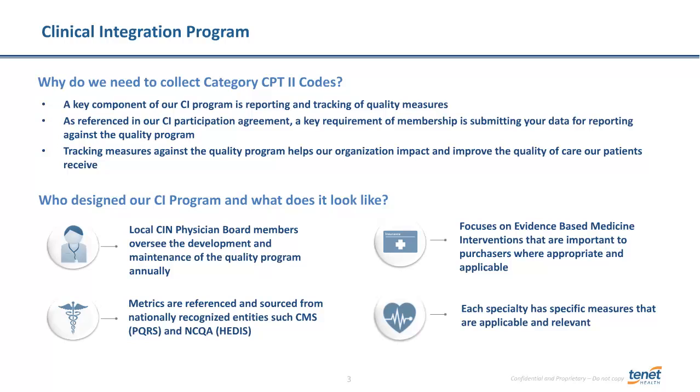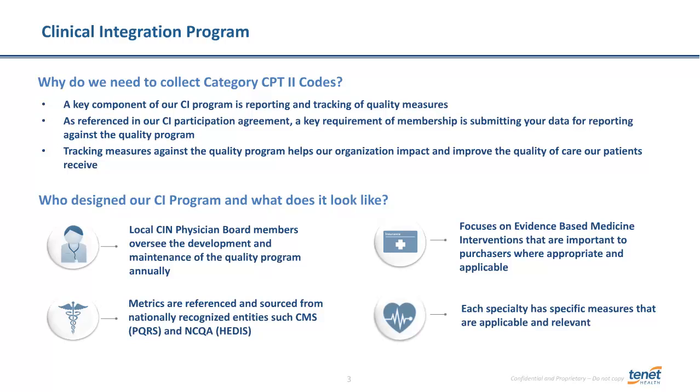To begin, why do we need to collect CPT Category II codes? Our CI network practices are part of an active and ongoing clinical program designed to improve the quality and efficiency of care provided to our patients. Recording and collecting CPT Category II codes assists us in tracking quality data and helps us ensure that our organization's clinical goals are being met on a consistent basis.